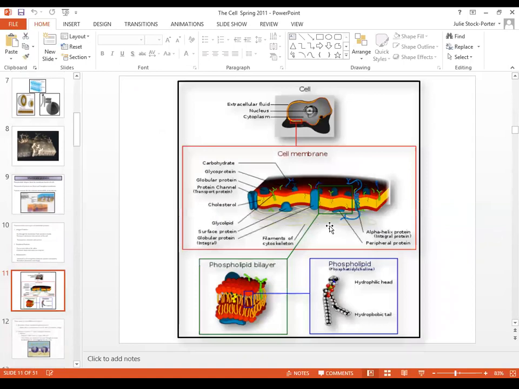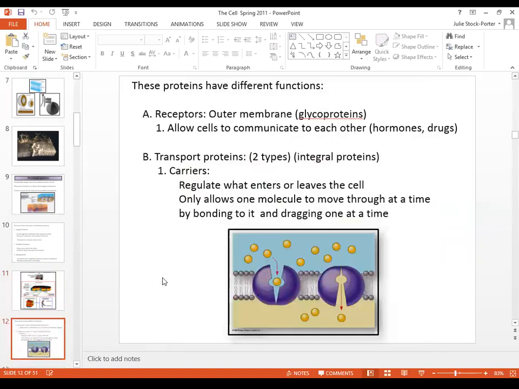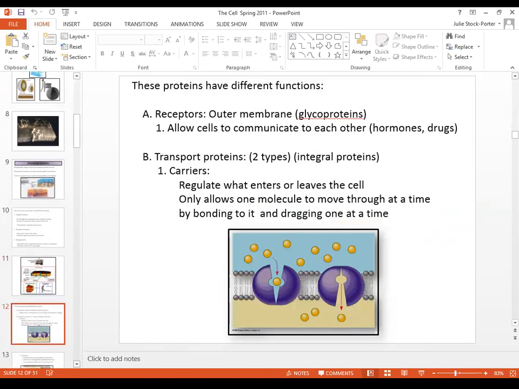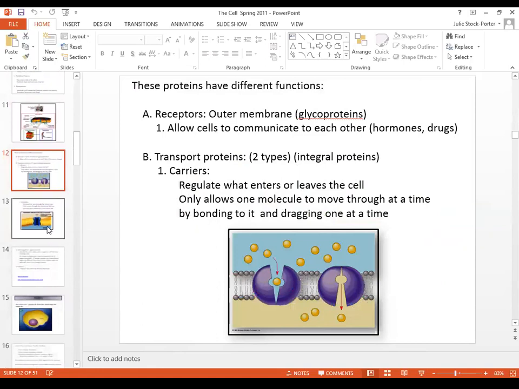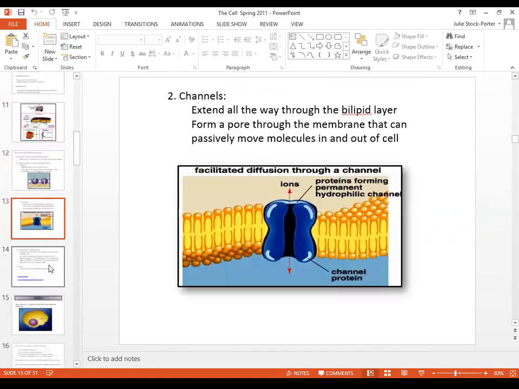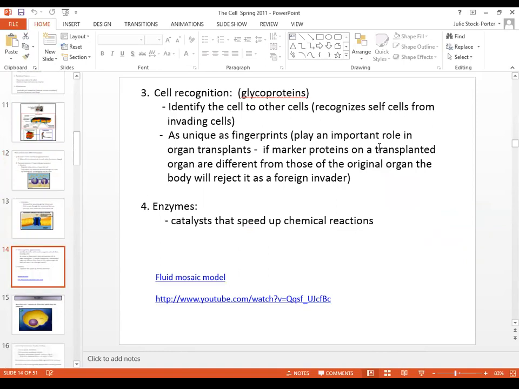Here's another look at our various types of proteins and our phospholipid bilayer. These go into more detail about your different types of transporters and things that we already discussed. You can take another look at that. It explains channels and carriers a little bit, cell recognition, and enzymes. We've talked about all those things.